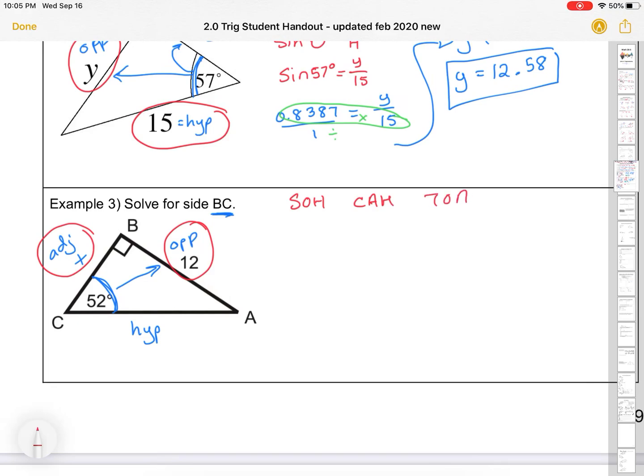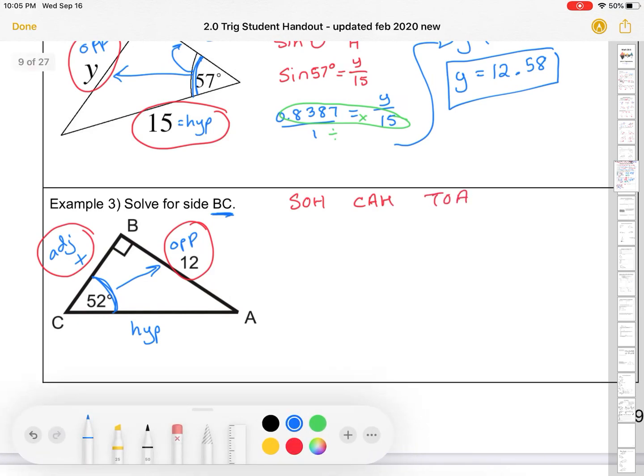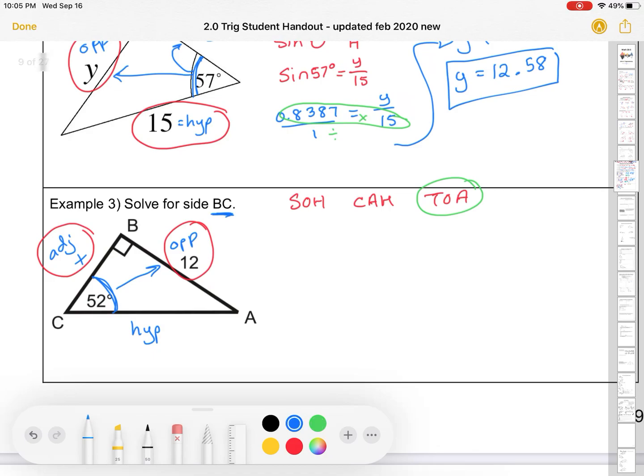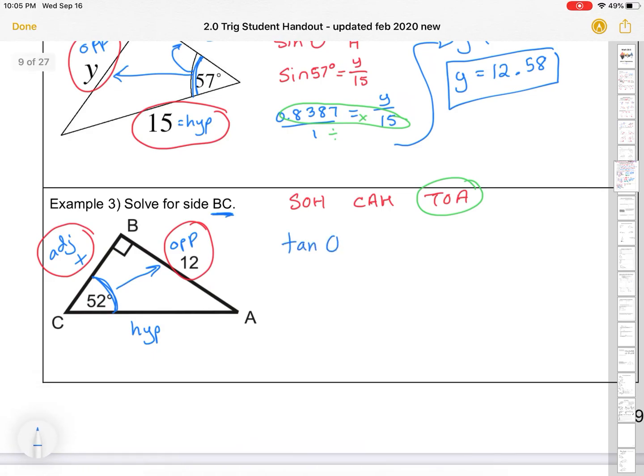And thinking about my functions, or my ratios, what am I talking about? I've got opposite and adjacent, so it's going to be tan. So let's try that out. So tan theta equals opposite over adjacent. So tan of 52 degrees is equal to 12 over x, because I called it x.